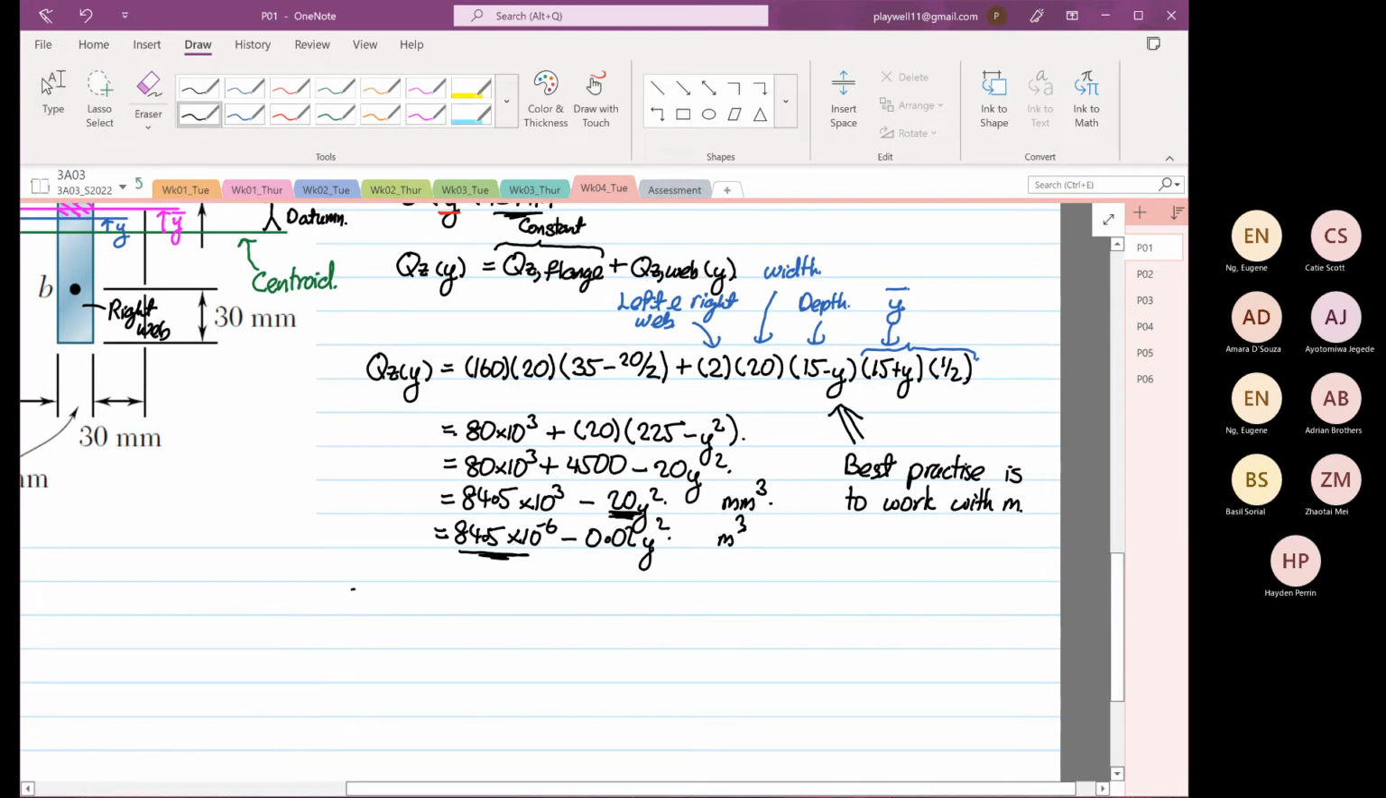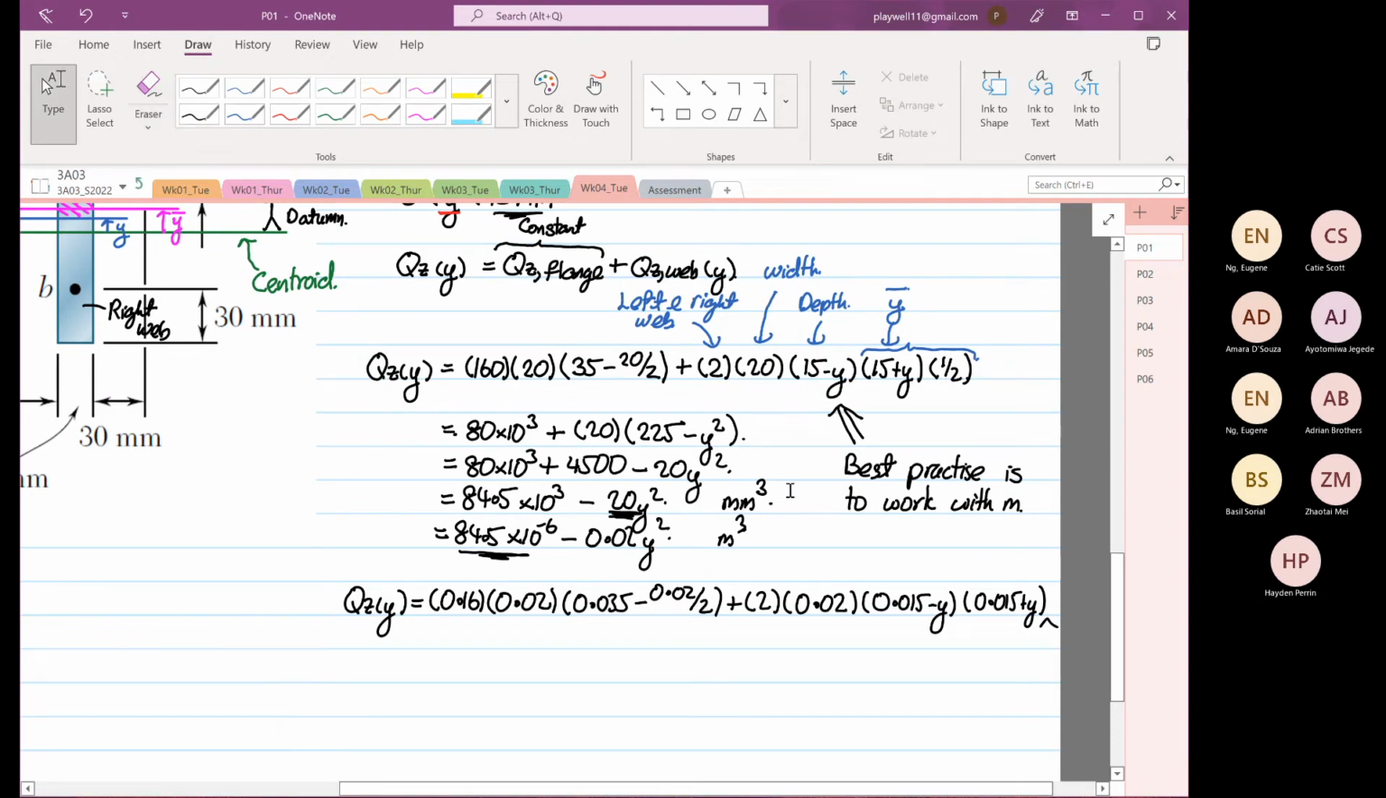Work in meters, okay? So Q_z(y) is equal to 0.16 multiplied by 0.02 multiplied by 0.035 minus 0.02 divided by 2, and then plus left and right is 2, okay? You don't change that. 0.02 multiplied by 0.015 minus y, 0.015 plus y, then you multiply by half again. I will move over. Okay.